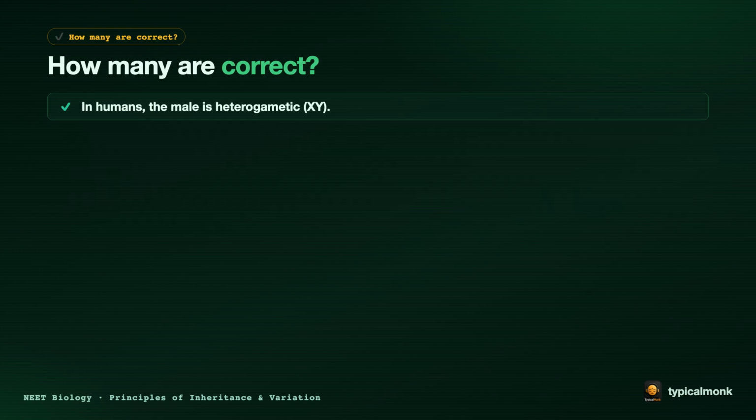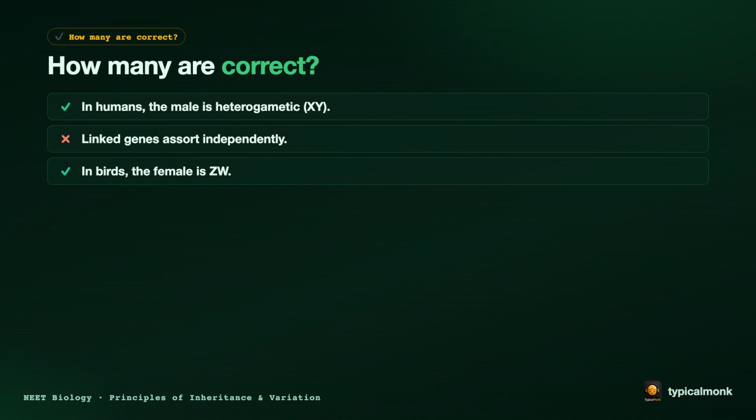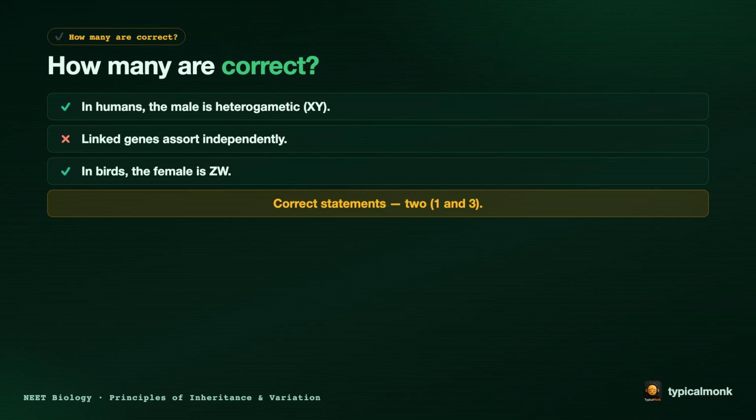Now the third drill, how many of these statements are correct? Check them one by one. First, in humans, the male is heterogametic, that is, XY. This is correct. Second, linked genes assort independently. This is wrong. Third, in birds, the female is ZW. This is correct. So the correct statements are 2, that is, the first and the third.